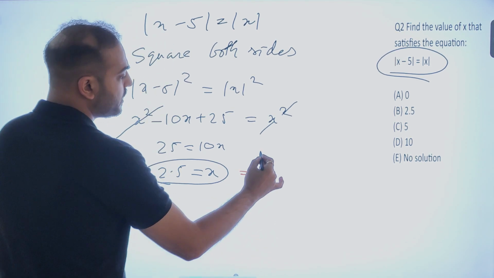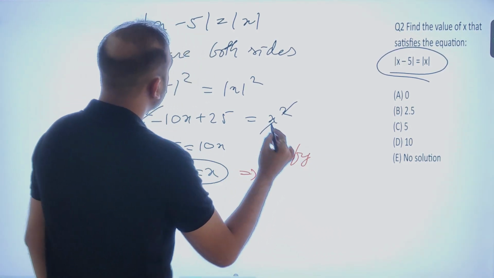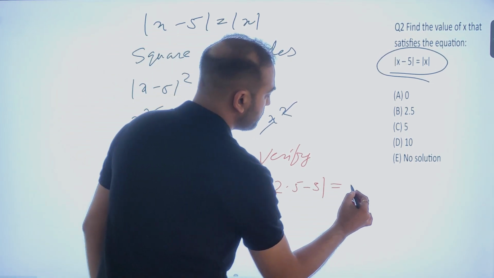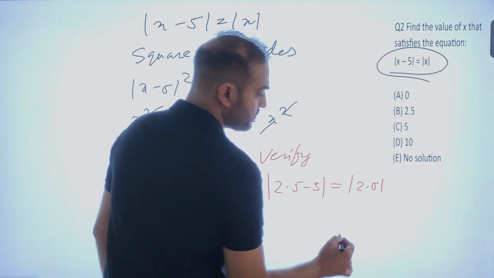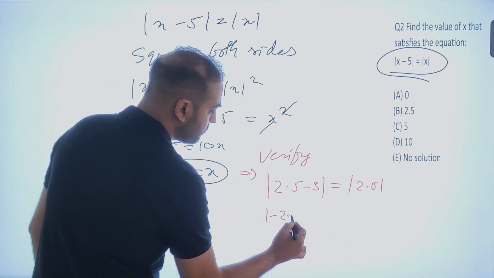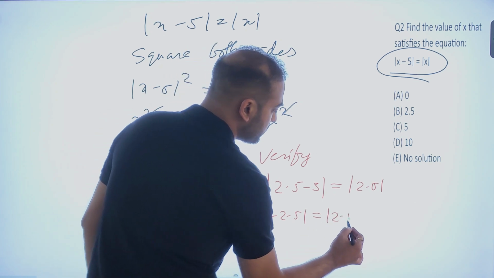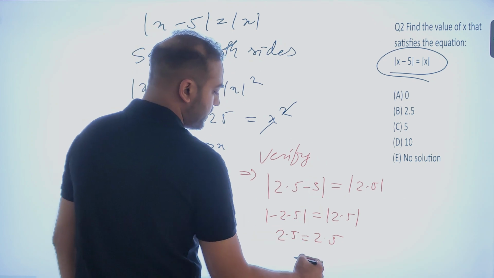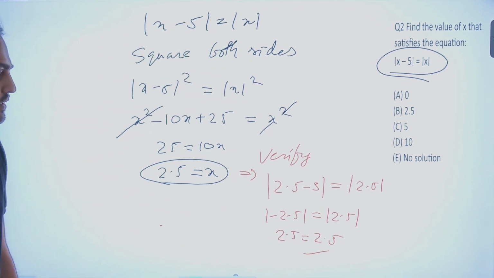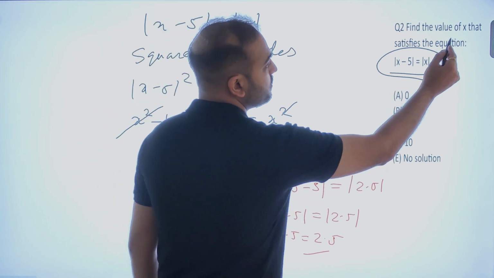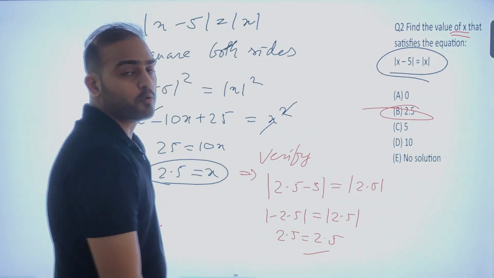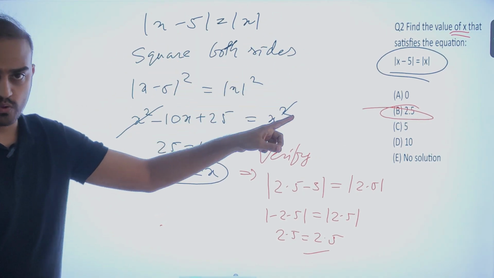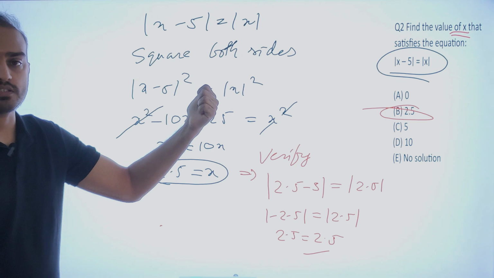If I try to verify, modulus of 2.5 minus 5 should be equal to modulus of 2.5. This is modulus of minus 2.5 equal to modulus of 2.5. Yes, this is verified. Both the values are equal. Hence, the value of x is 2.5. Because we had modulus on either side of the equation, method number 2 was faster.